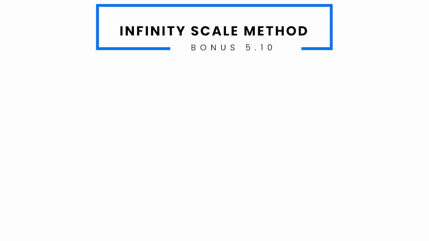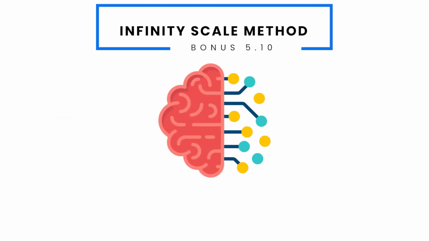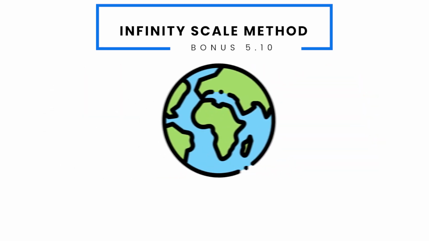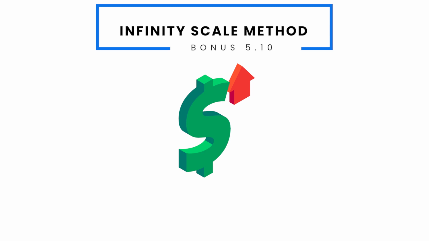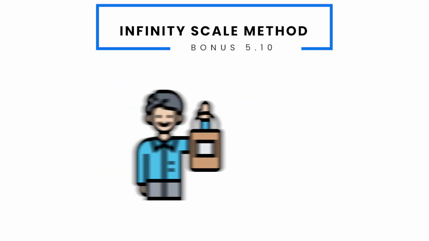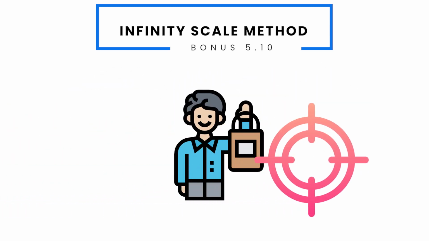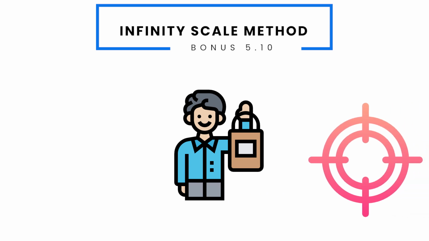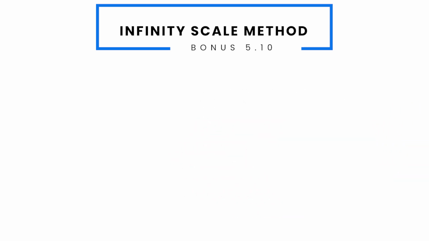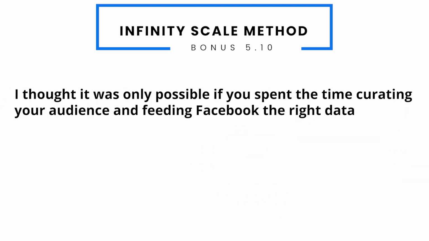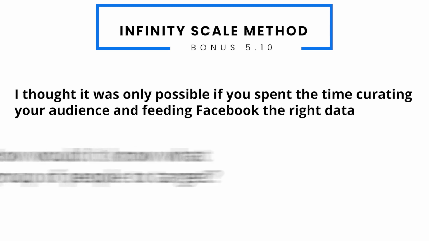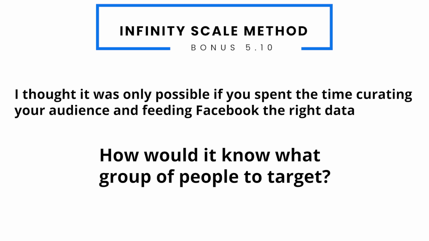The Infinity method makes use of Facebook's machine learning algorithm and its preference for broad targeting to scale Shopify stores in record time. If you've watched the lesson in Phase 4 about the endgame, you'll have noticed that once the ad account has sufficient data, it will be able to start targeting people on its own without any targeting information from you. Previously, I only thought this was possible if you spend time curating your audience and feeding Facebook the right data. After all, how else would it know what specific group of people it should target if you haven't given Facebook enough data?